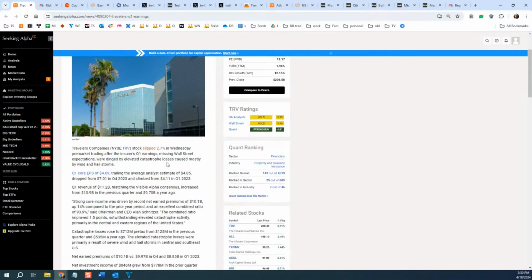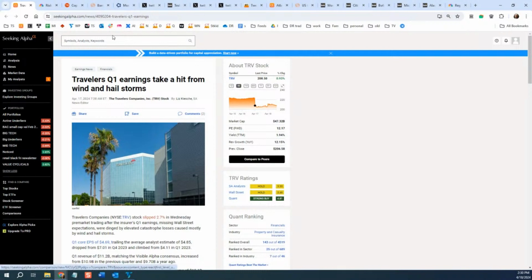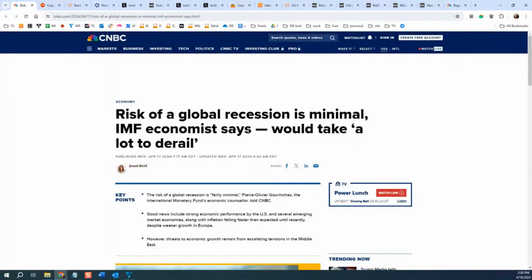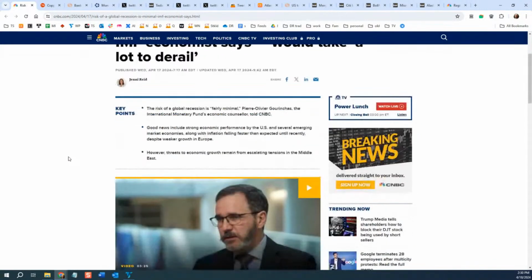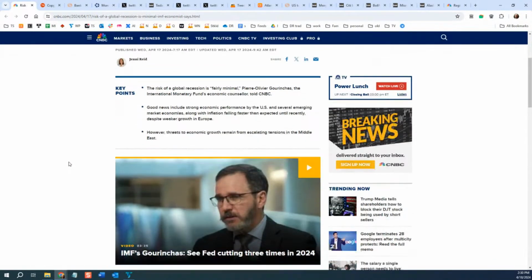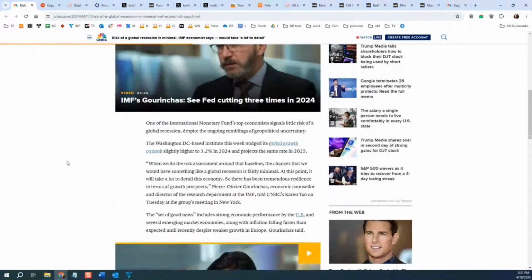I thought it was interesting to see that Travelers mentioned that in their earnings report. I thought it was also the IMF saying it would take a lot to derail the economy. And it's interesting also that they see an acceleration in China. I think that's also something to keep in the background.